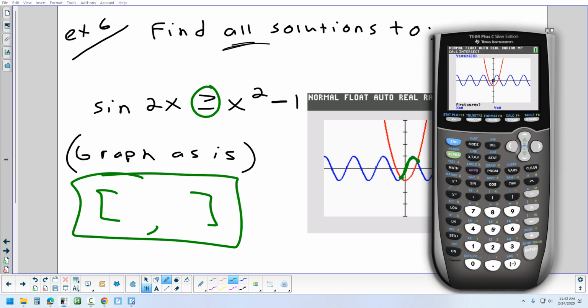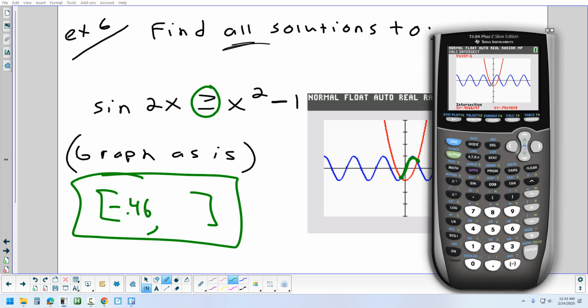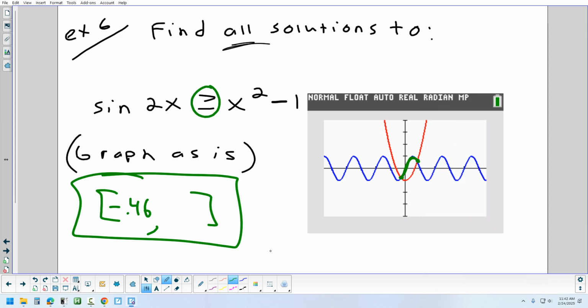So second calc intersect. So the left one is negative 0.46. And don't assume that it's symmetrical and the right one is positive 0.46. Maybe that's the case, maybe not. So let's do second calc intersect. No, it's not symmetrical. So it's 1.26. No 2 pi n, because the parabola happens once, and then it's done. All right, any question on that one?